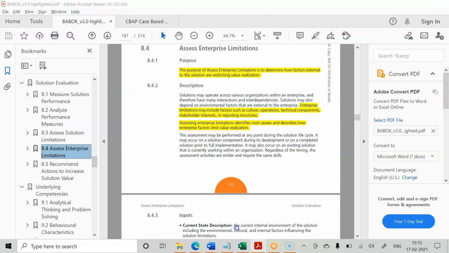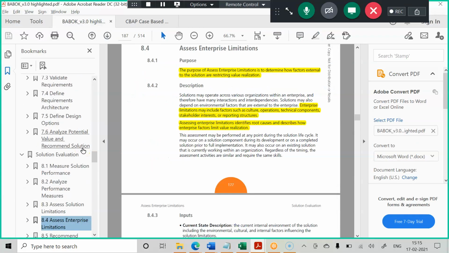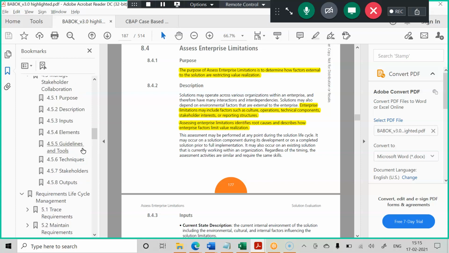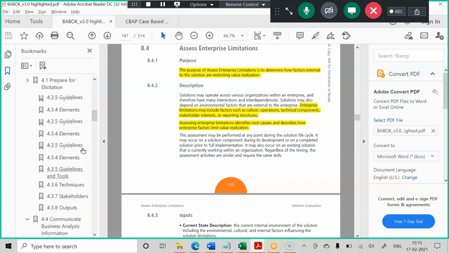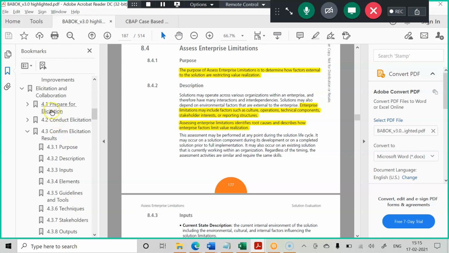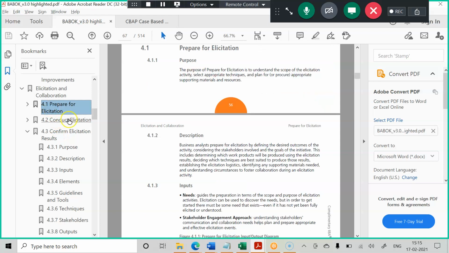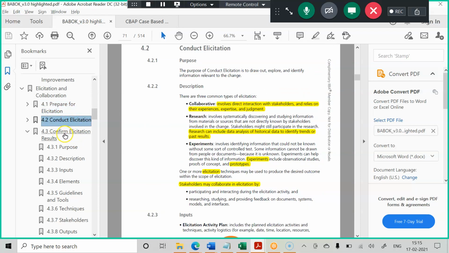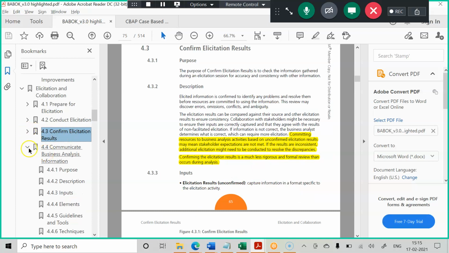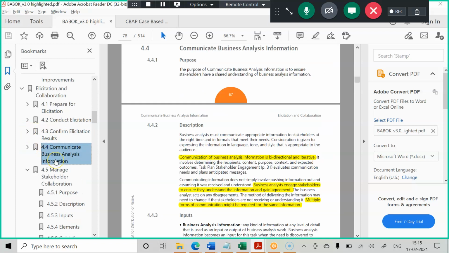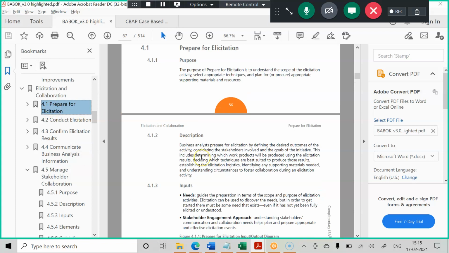Okay, so what is the typical flow when it comes to elicitation? First of all, you have to prepare for elicitation, then you conduct elicitation, then you confirm elicitation, and then you communicate the business analysis information. So in prepare for elicitation, what do you typically do?